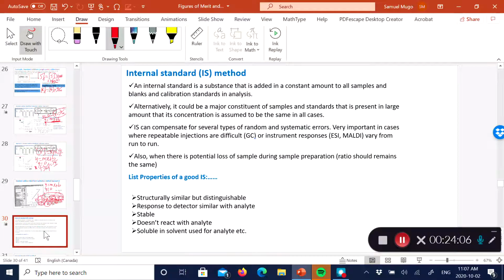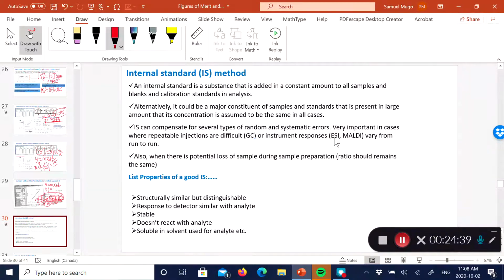So the next type of calibration that I'm going to talk about, which is the last one, is the internal standard calibration method. Now, the internal standard calibration method is meant to correct for instrument irreproducibility. Every instrument is typically fairly unstable. For example, if you're doing GC, gas chromatography, it's very difficult to inject your sample reproducibly.